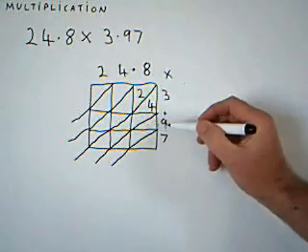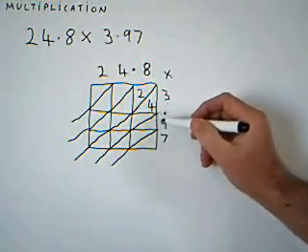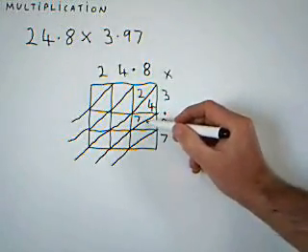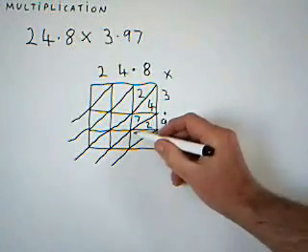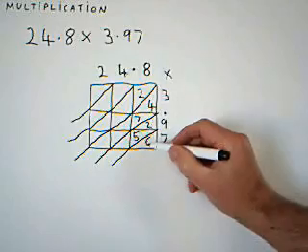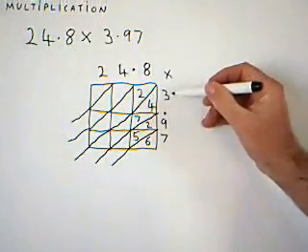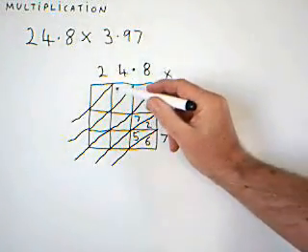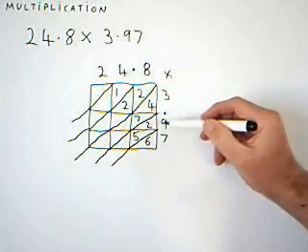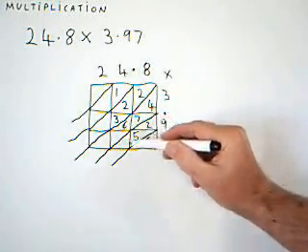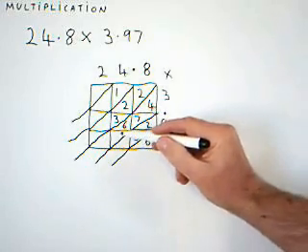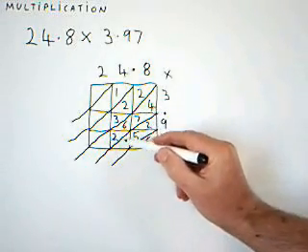We'll go all the way down for it, doesn't matter which order. 8 nines, 72. 7 eights, 56. So you do need to know your tables, but that's all. 3 fours, 12. 9 fours, 36. 7 fours, 28.